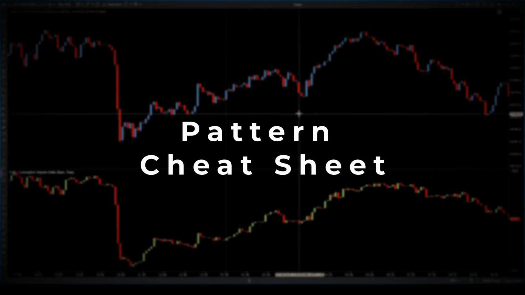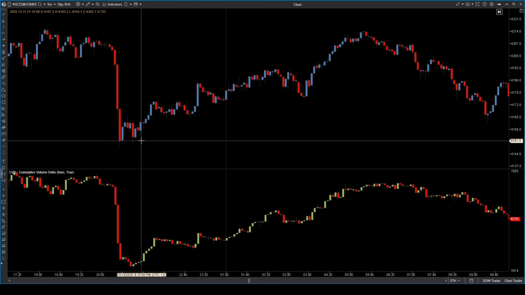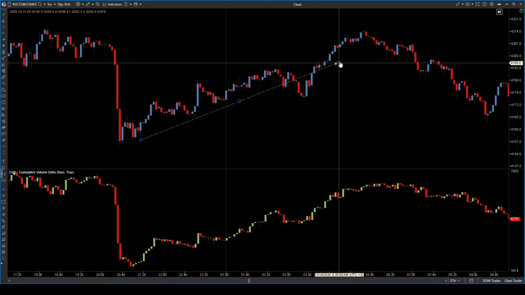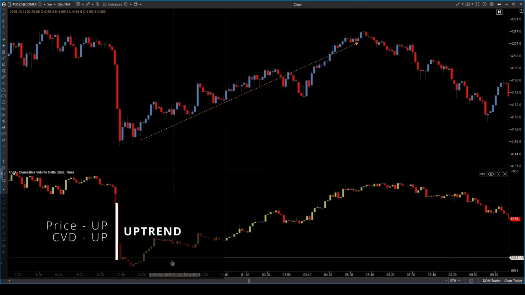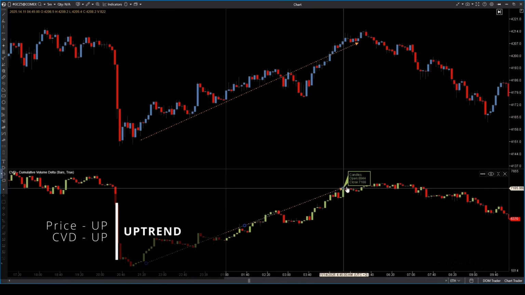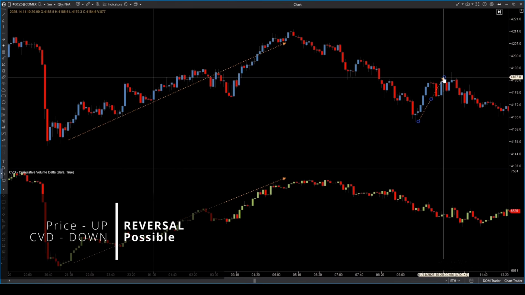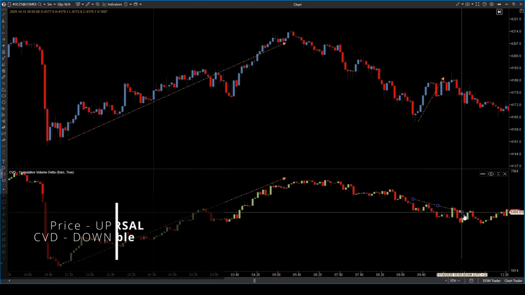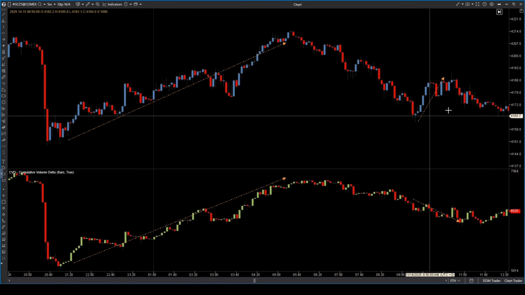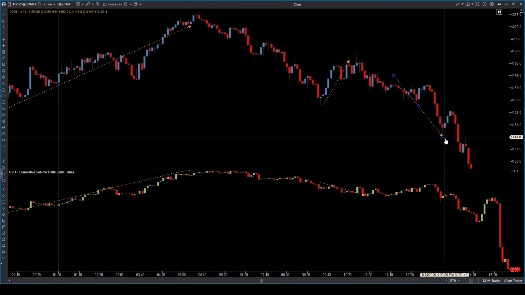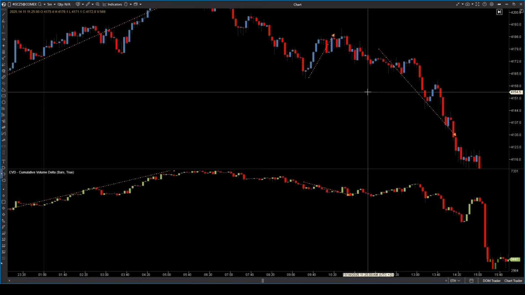Pattern cheat sheet. Price rising, CVD rising, the move is confirmed by buyers. This is the normal market state during an uptrend when initiative is pushing the price. Price rising, CVD falling. This signals weakening buying, and a reversal is possible. This is a sign of increasing selling pressure, which is balancing out the buying and selling forces.